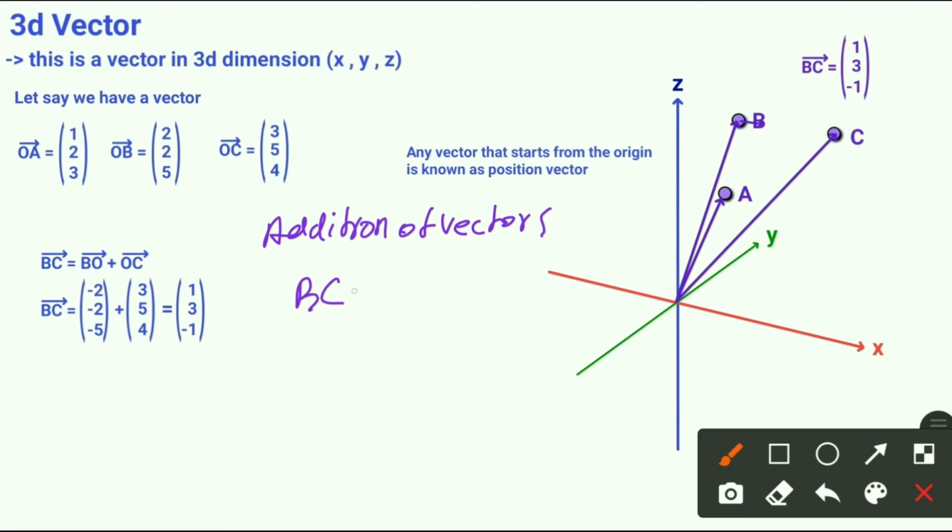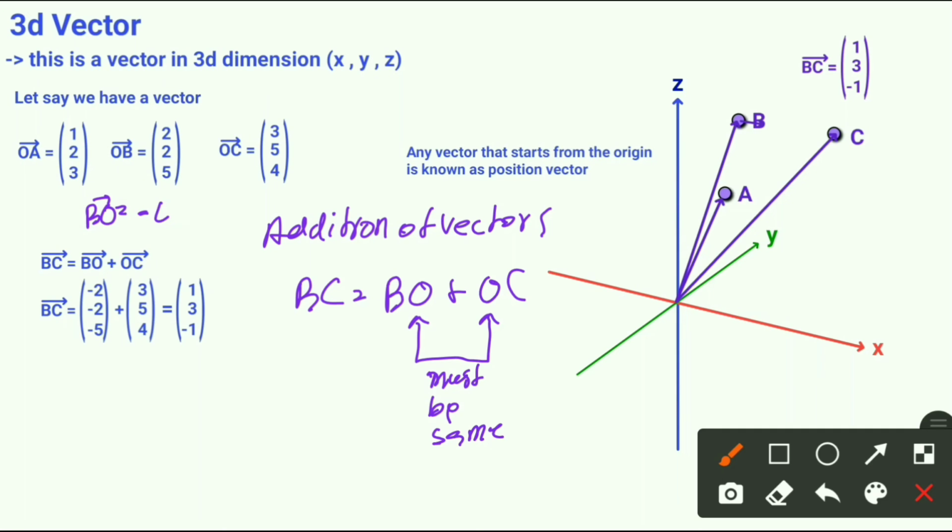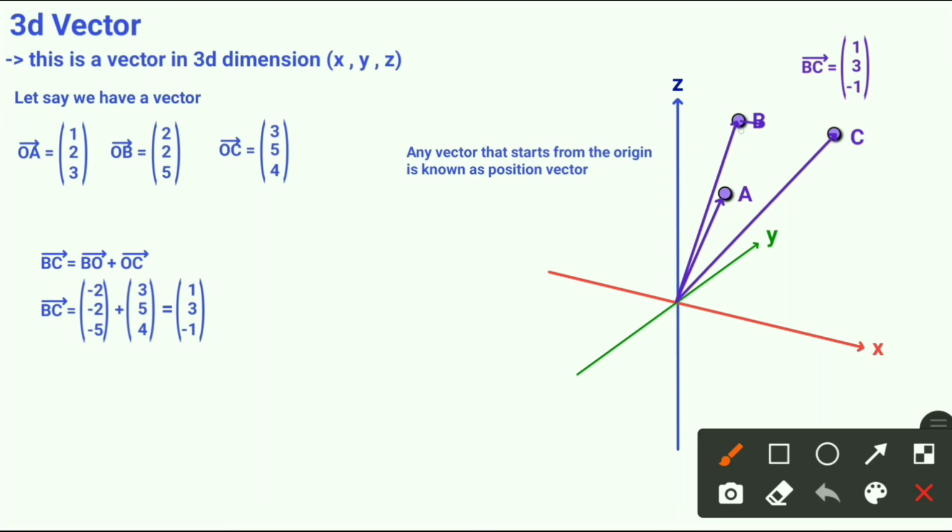In addition of vectors, BC is equal to BO plus OC. So these two must be the same. It must be the same in order for addition to occur. Okay. So BC is equal to BO plus OC. Since instead of OB it's BO, BO is equal to minus OB. It will change direction, so the sign will change as well. So minus 2, minus 2, minus 5. And as for OC, it's the same thing, and we get this BC.